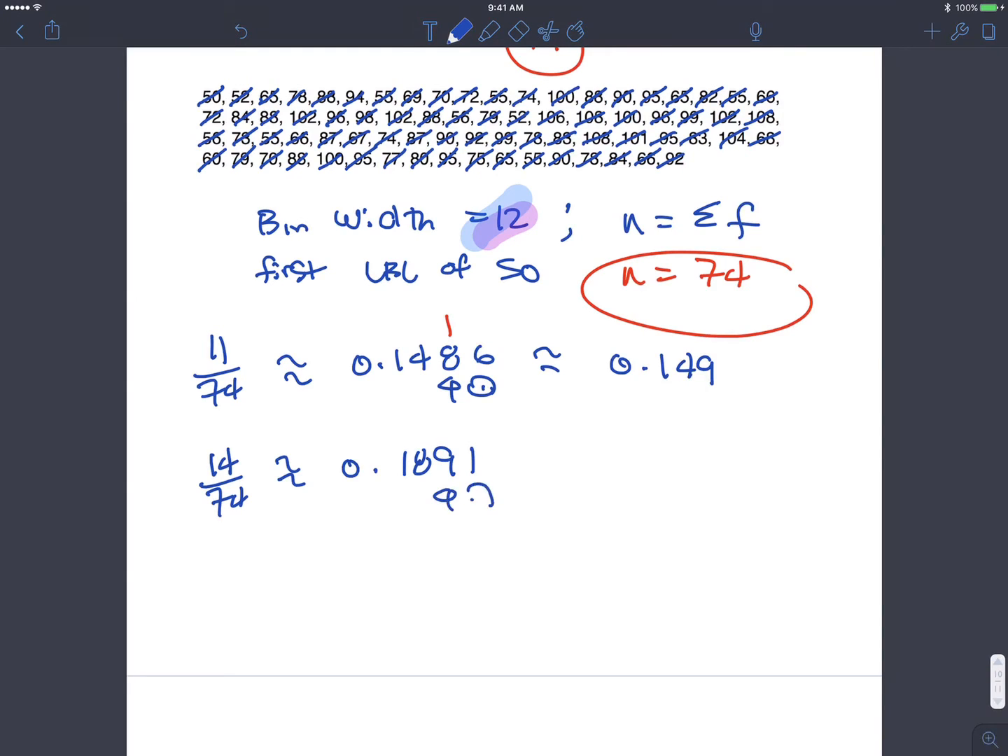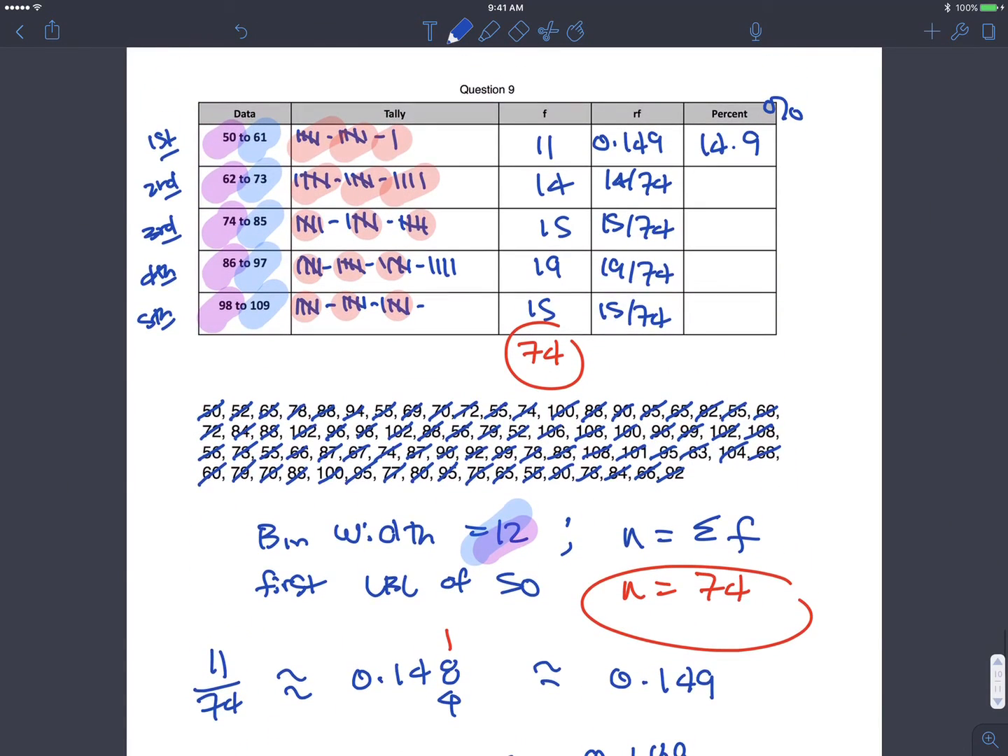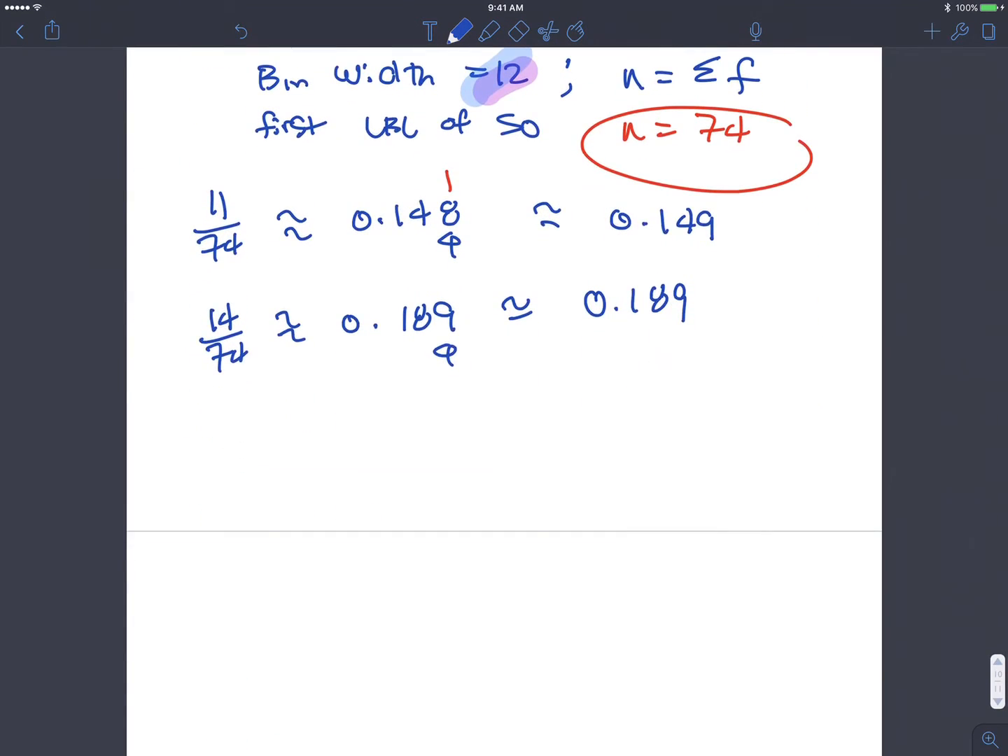0.1891. So that 1 says leave the 9 alone and you're done. So approximately 0.189, which is 18.9%. 15 out of 74.